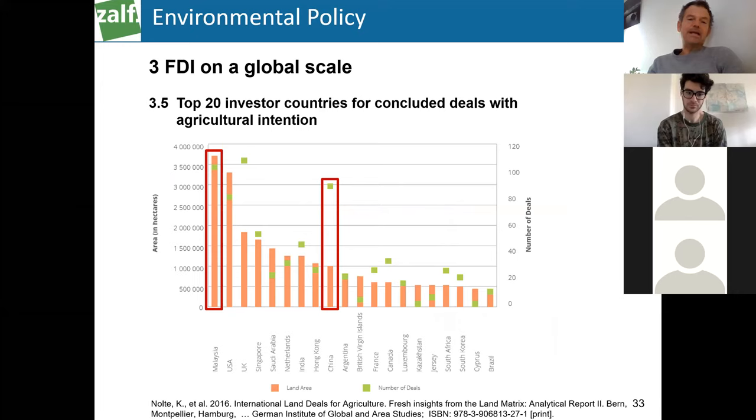If you look at the top 20 investor countries for concluded deals with agriculture intention, we see Malaysia is one of the biggest. The United States and UK, Singapore, it's decreasing in the figure towards the right. You have China also, with a high number of deals, but in terms of land it is a little bit less because they are also looking at mining and other investments. But also here Malaysia, you have both in terms of deals and the land surface overall. You see, in this type of investments, they differ a lot.